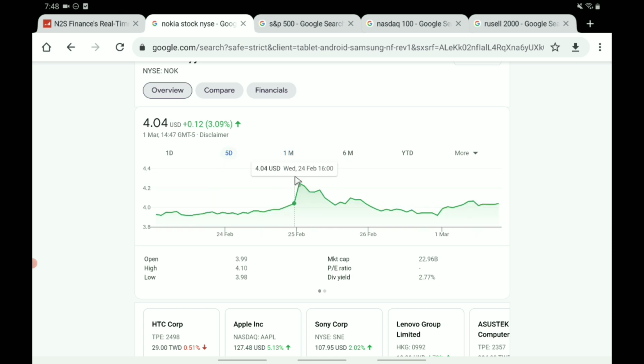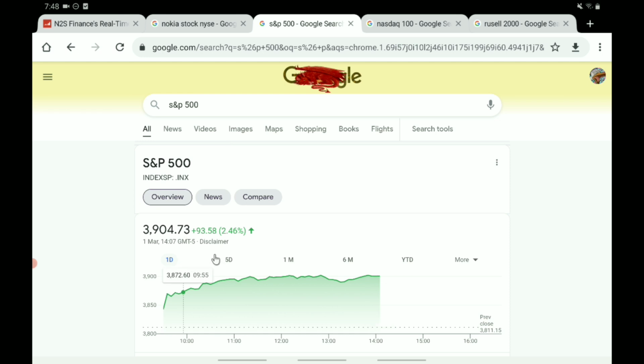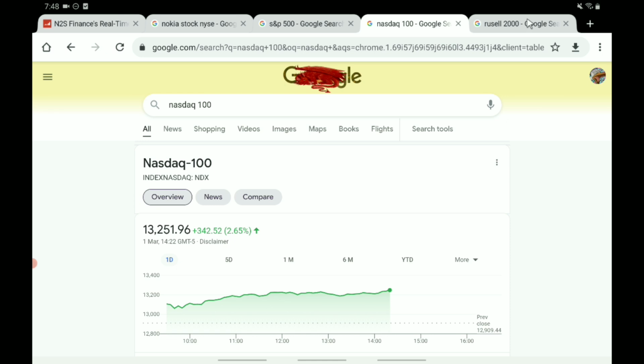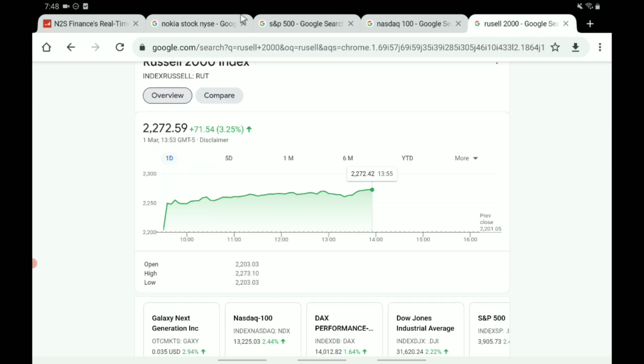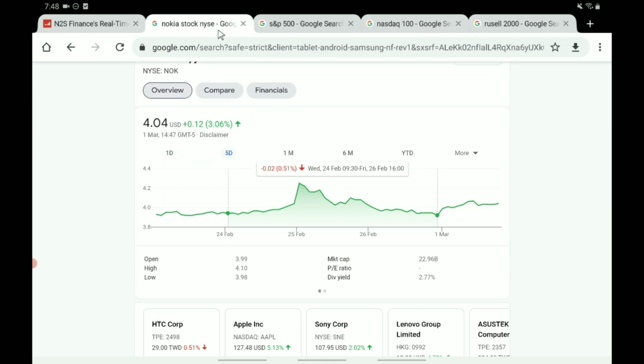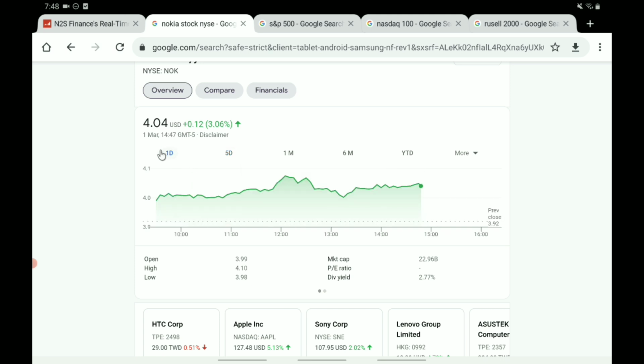But overall though, in the past day or so, we have seen Nokia be up ever so slightly, especially today as the stock is increasing by quite a significant amount for how it has been moving in the past month or so. Now this comes on another day where a lot of the indexes are up. We can see the S&P in the green, the Nasdaq is in the green, and of course the Russell 2000 is also in the green. So the whole market is moving in a positive light, but I think this could indicate a great opportunity to get into Nokia stock.